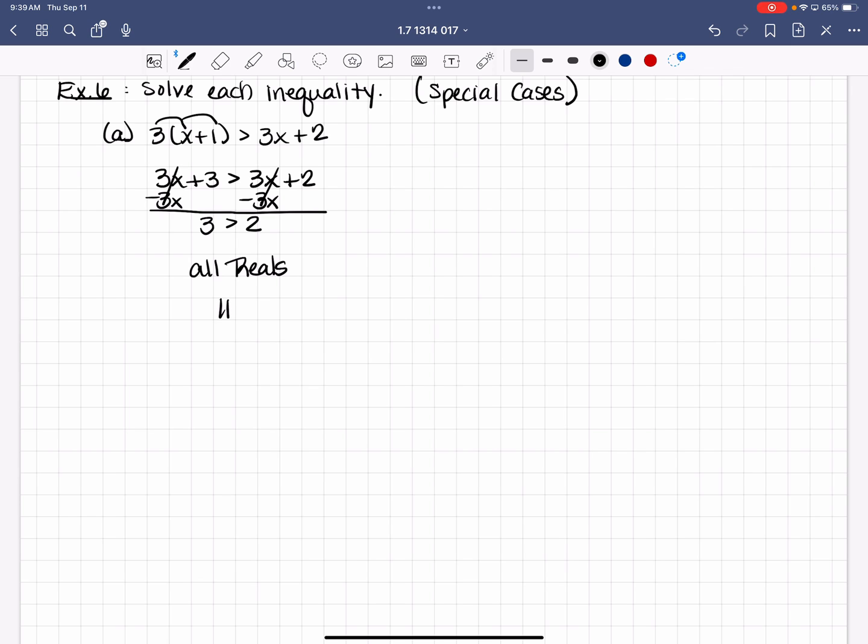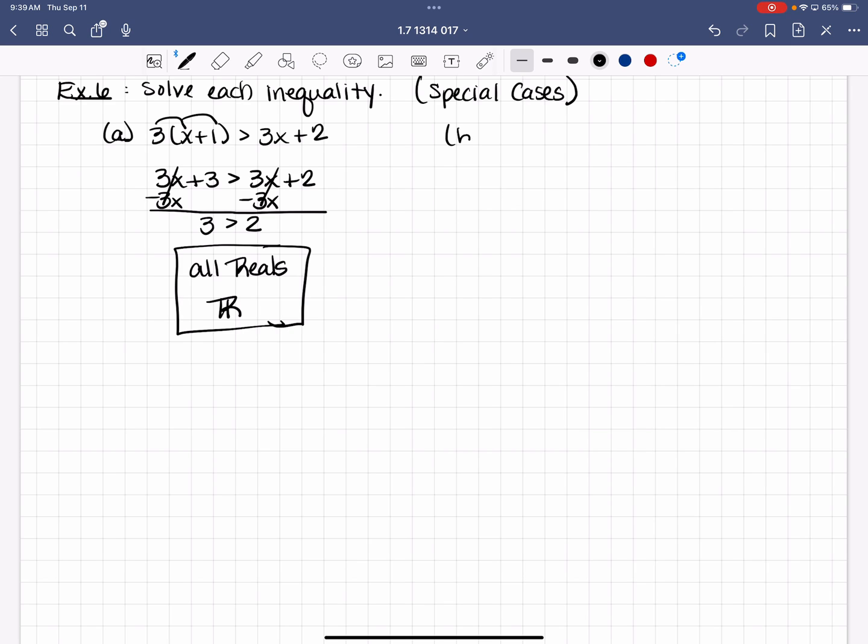Or you can use your big R, all reals. What this means is it doesn't matter what x value you pick. You can pick 1, you can pick 10, you can pick 30, you can pick -5, -100. Whatever x you plug in, you're going to get a true statement, because there's 3x on both sides. 3x plus 3 is always going to be greater than 3x plus 2 because 3 is bigger than 2. So you can put any number in there and it will work.